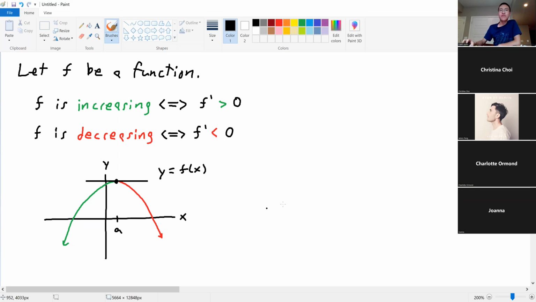What kind of extrema does the function have at x equals A? Is this a maximum or is this a minimum? Right, it's a maximum. So we would say that f has a maximum at x equals A. Okay, now what we're going to do is look at another possibility for how this can pan out.